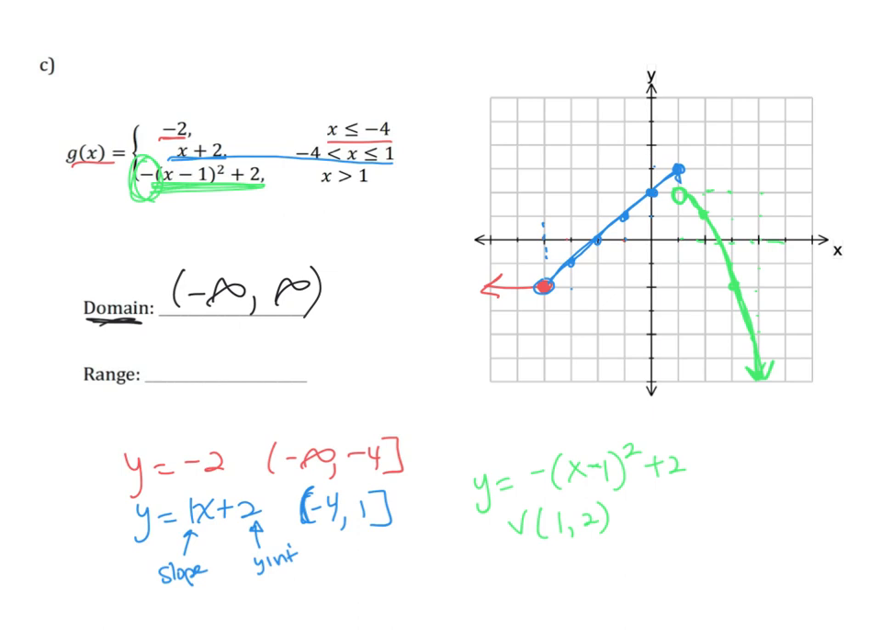My range, however, is not negative infinity to infinity. This goes down infinitely, so I'm going to negative infinity, but it stops here. It gets no higher than 3, so my range only goes to 3, and it's inclusive because I have a closed circle here at 3 on the y-axis, and so that is my overall graph's range. So this would be your picture in the end of the piecewise function that was given, g of x. You would need all 3 of those pieces to graph your piecewise function.